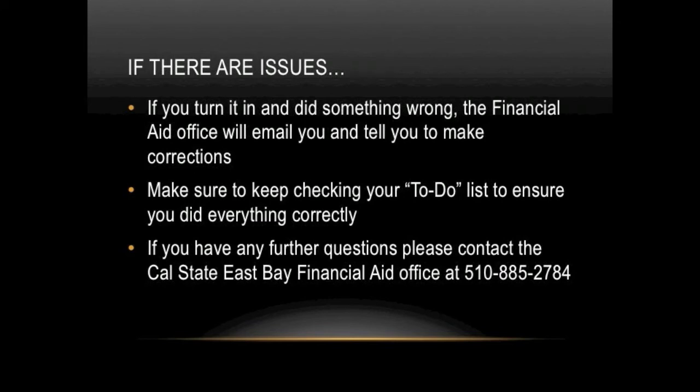If there are any issues, you need to contact the financial aid office right away. For example, if you did something wrong on the form, the financial aid office will send you an email and you will have to redo the form. Make sure to keep checking your to-do list to ensure you did everything correctly. If you have any further questions, please contact the Cal State East Bay Financial Aid Office at 510-885-2784. Thank you for joining me in this tutorial, and we look forward to seeing you this fall.